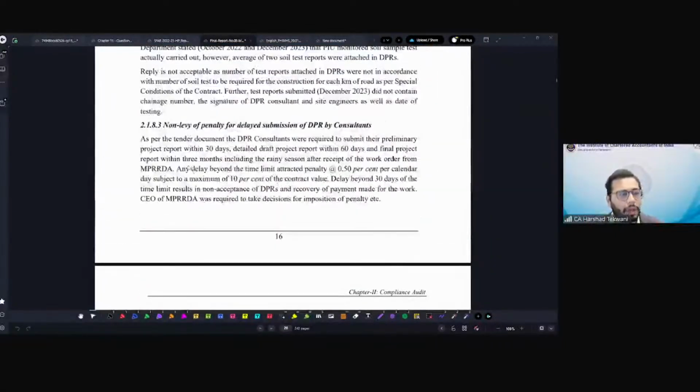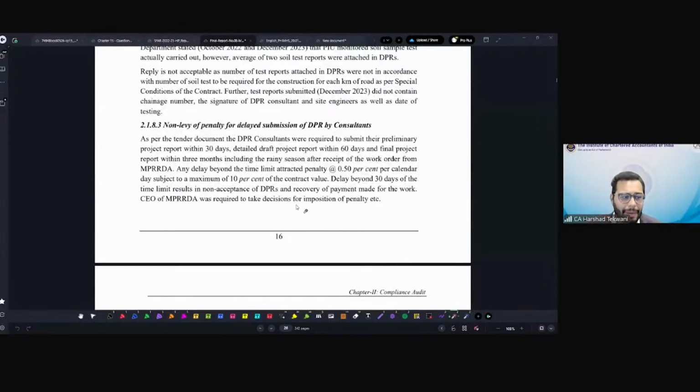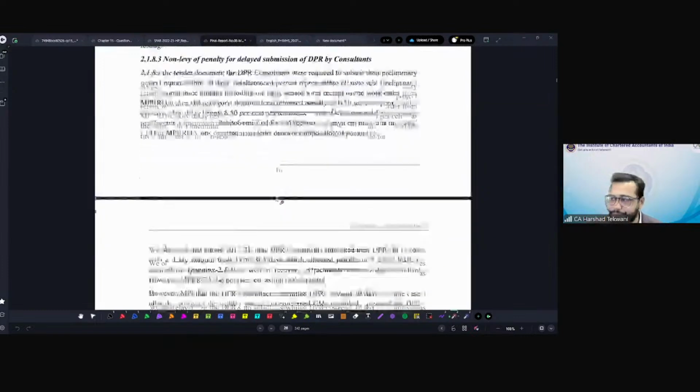Okay, so non-levy of penalty for delayed submission of DPR by consultant. As per these documents, their submission was required to be done. Any delay beyond time limit attracts penalty. Delay beyond 30 days time limit is a non-acceptance of DPR. Recovery of payment is required to be made. These are certain provisions or requirements which are there.